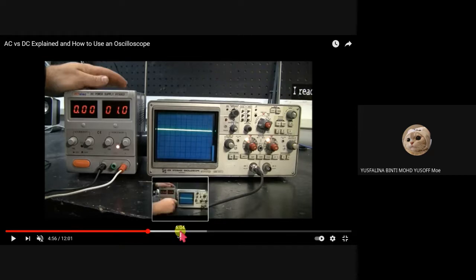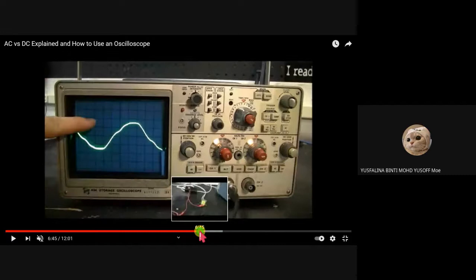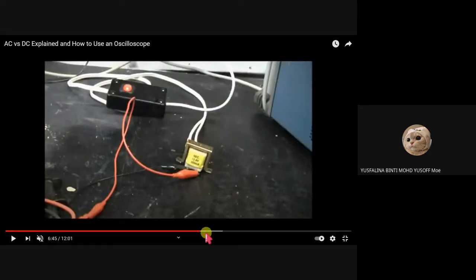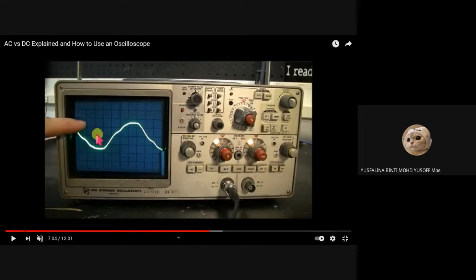So what is the graph for the alternating current? This is the graph. This one is connected to the AC power supply. What I want you to see is this shape of the alternating current. You can see there are peaks here, like a mountain. So this is actually the alternating current going down, going up.